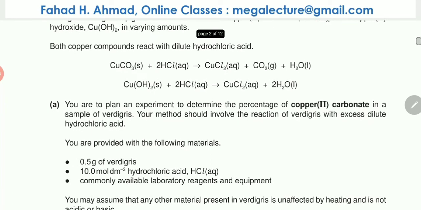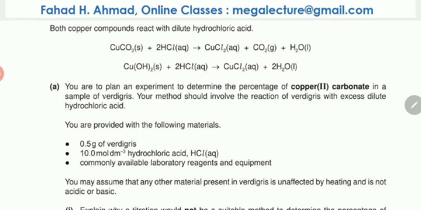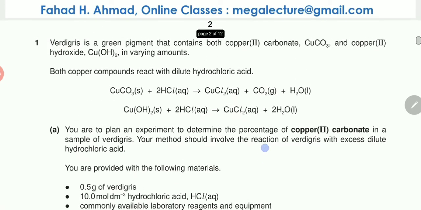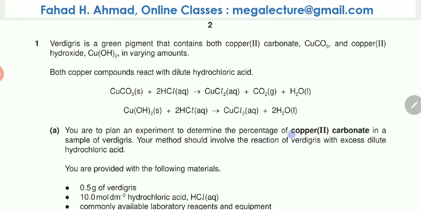Now, the first question is about planning. You are to plan an experiment to determine the percentage of copper 2 carbonate in a sample of verdigris. Your method should involve the reaction of verdigris with dilute hydrochloric acid, and you're provided with the following materials. So let's figure out what we are trying to plan first. This is verdigris, copper carbonate and copper hydroxide, a combination in varying amounts. So we are not sure what amount of copper carbonate is present, and you're being asked to figure out the percentage of copper carbonate in a particular sample of verdigris.